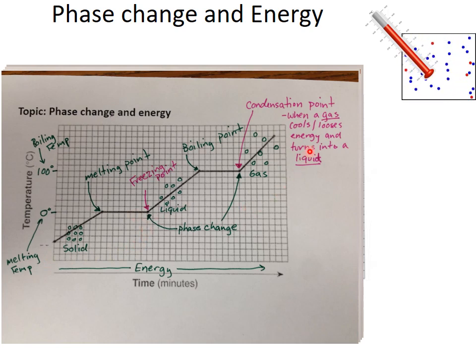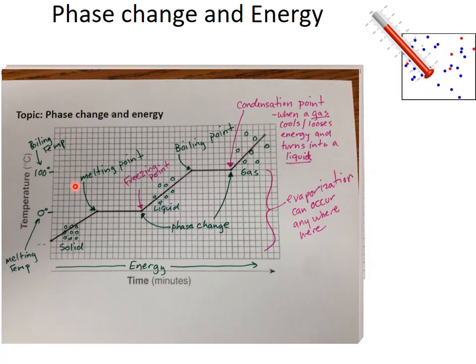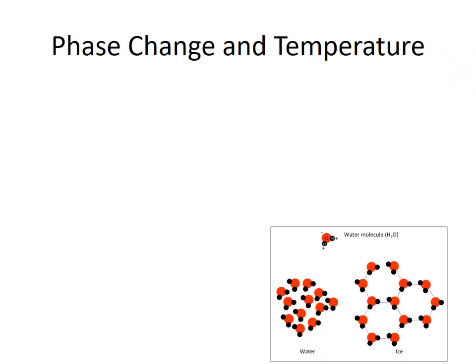Last little details on the phase change graph. When a gas cools back into a liquid, the temperature is called the condensation point. Or if you have a liquid cooling back into a solid, the temperature at which that happens is the freezing point. Notice the condensation point and the freezing point are the same as the boiling and melting temperatures. Evaporation of water can actually occur along this line here.